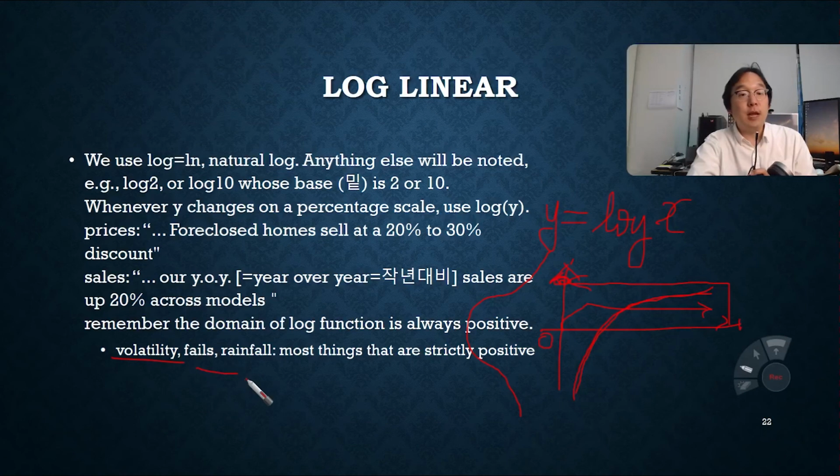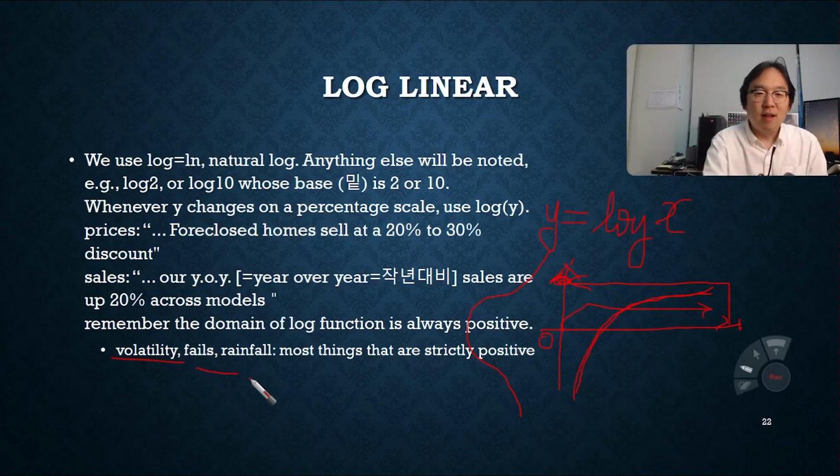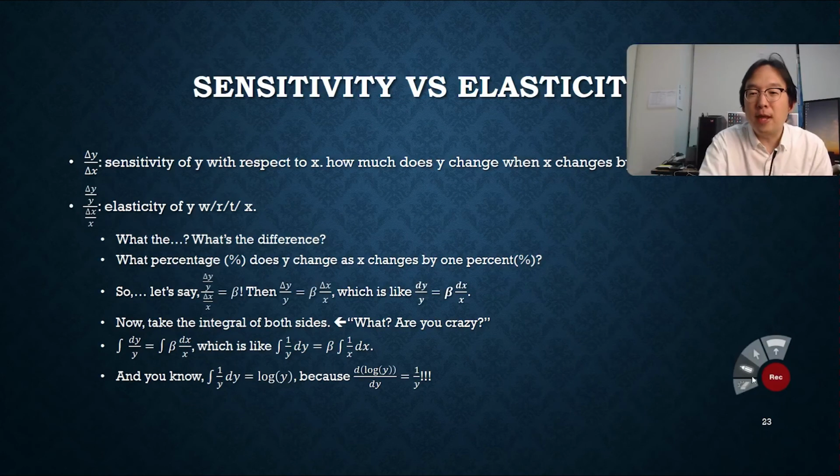Volatility or failures or rainfalls, most of the things that are strictly positive. Failures, how many times you failed, right? You never fail minus times, right? Rainfall, right? You have a positive number of rainfalls, instead of a minus number of rainfalls. So that's that.